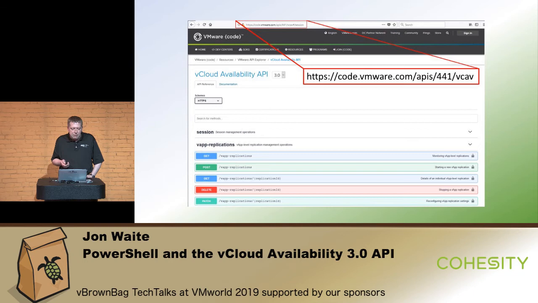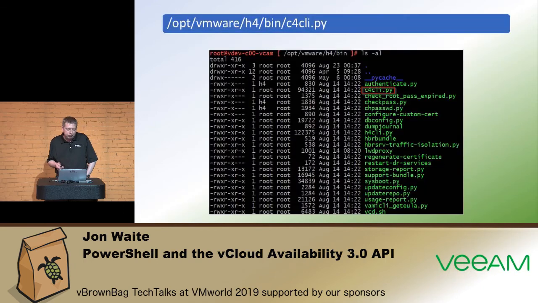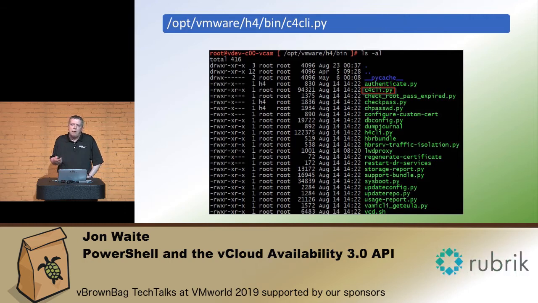So the API site looks like a typical VMware code API site. It's got all of the valid published calls listed in there, and you can see all the parameters that you need to provide. However, on each appliance, there's this C4CLI PY file, which is the actual command line version of that API. And if you need to check the parameters for a particular call or API part and it's not working for you from the documentation, go and look in that file.